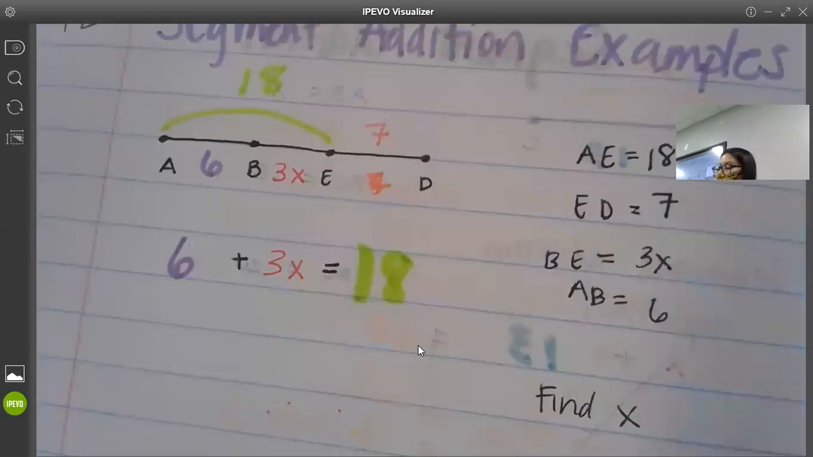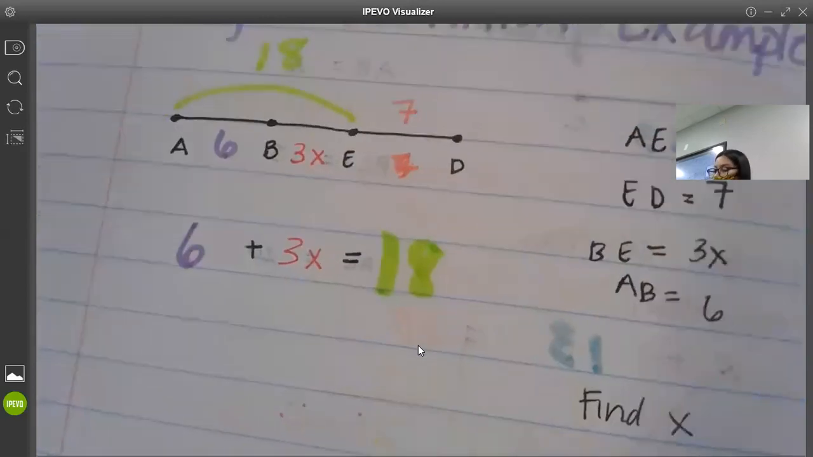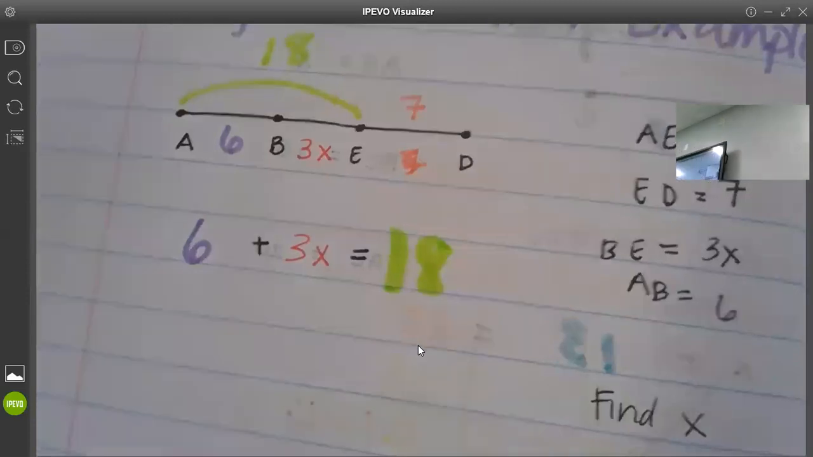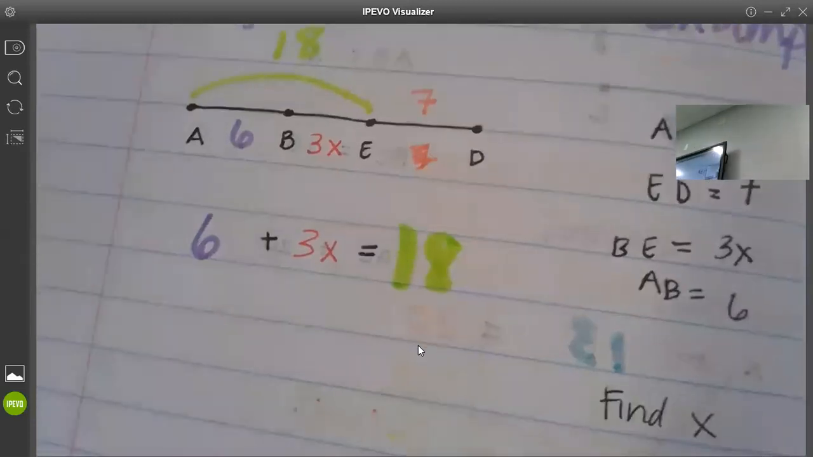Now I'm gonna walk around, give you a yellow check if you can solve it. Yellow check for solving. So some of you already have it. I'm gonna start there and work my way around. Yellow check if you can solve it correctly, please.